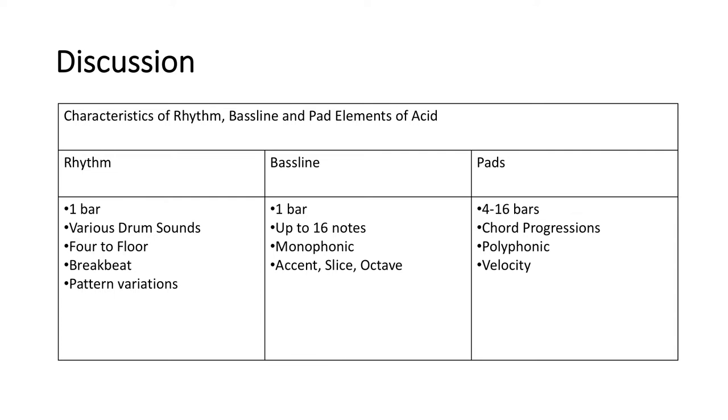Discussion. To understand and evaluate the music created by these tools, we had to understand the characteristics of the elements of the acid house genre: the rhythm element, the bassline element, and the pad element. The rhythm element is usually one bar, created with various drum sounds, either four to the floor or breakbeat, with pattern variations such as the introduction, the breakdown, intros and fills. The bassline is usually one bar long with up to 16 notes, monophonic, containing accent, slide, and octave variations. The pad is 4 to 16 bars with chord progressions, polyphonic, and velocity elements.